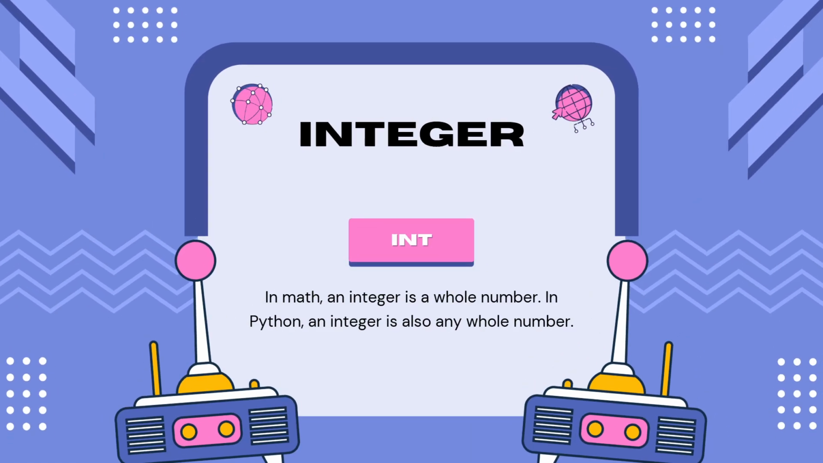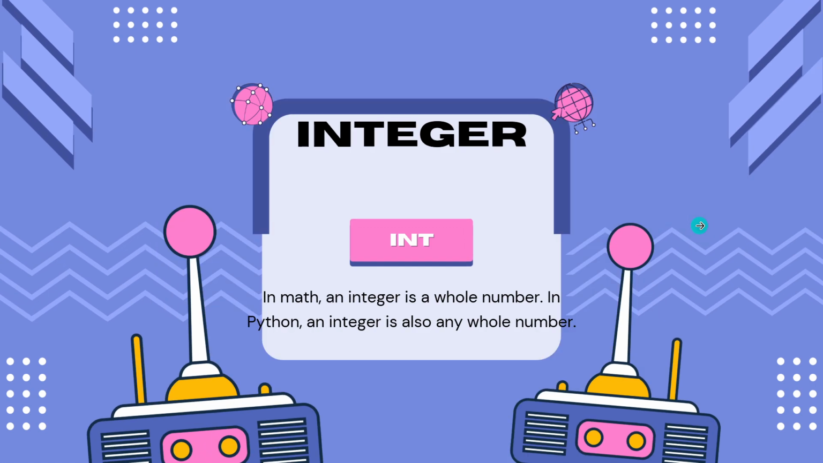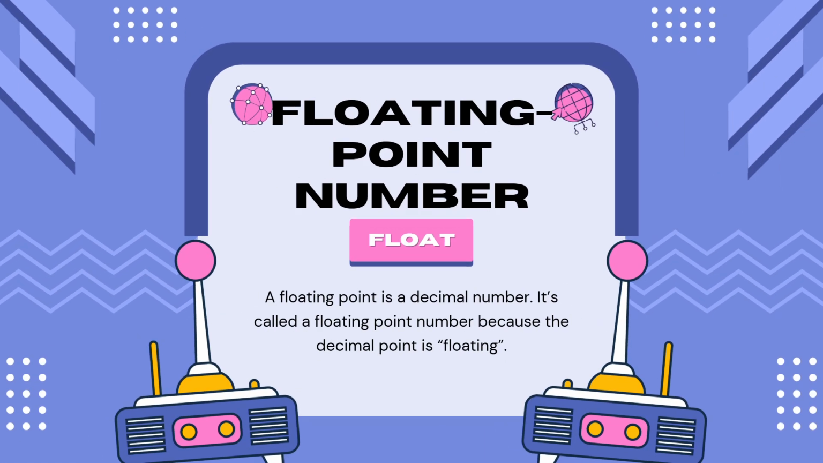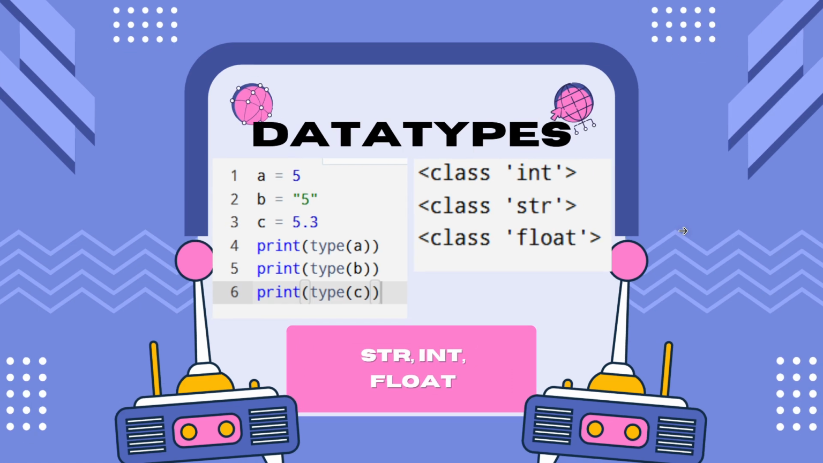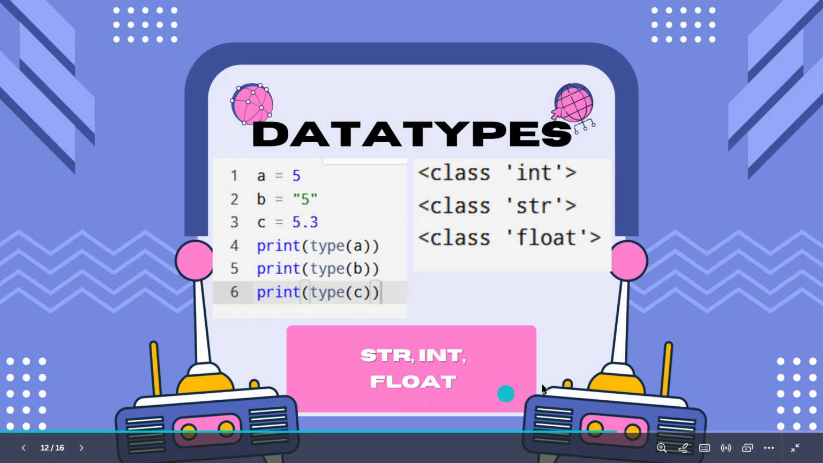The next is integer. In math, an integer is a whole number. In Python, an integer is also any whole number. Floating point number. A floating point is a decimal number. It's called a floating point because the decimal point is floating. You get it? So, str, int, and float. That's what the data types are called in Python.